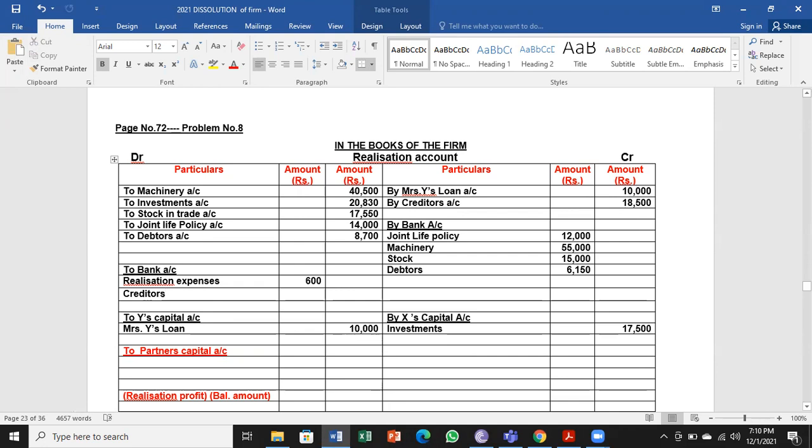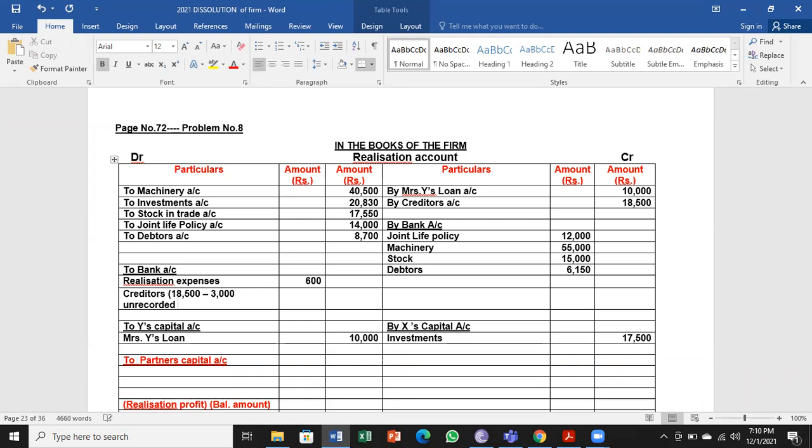But that is not full payment. So out of 18,500, 3,000 rupees worth of unrecorded investment is therein. That will be given to the creditors. Remaining 15,500 to be paid in cash. So that is the one you have to be very much careful about with regard to the creditors.